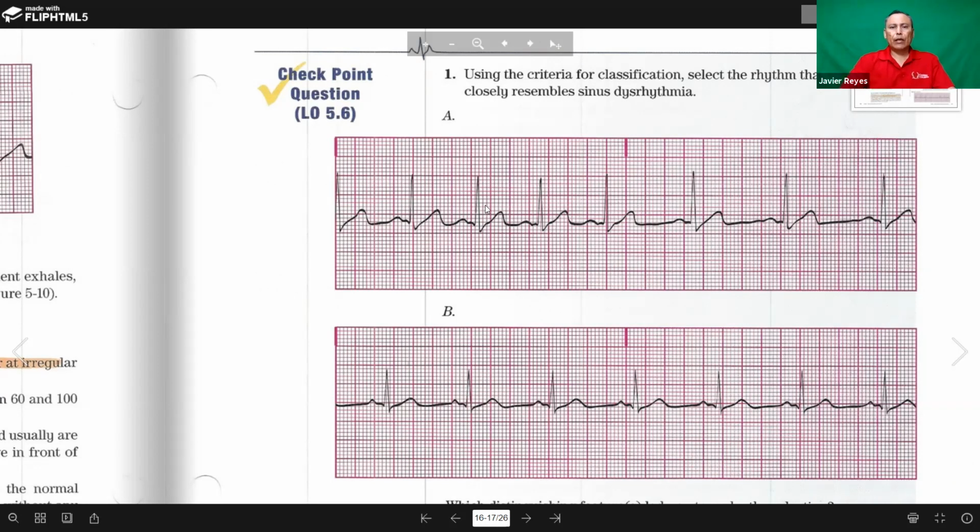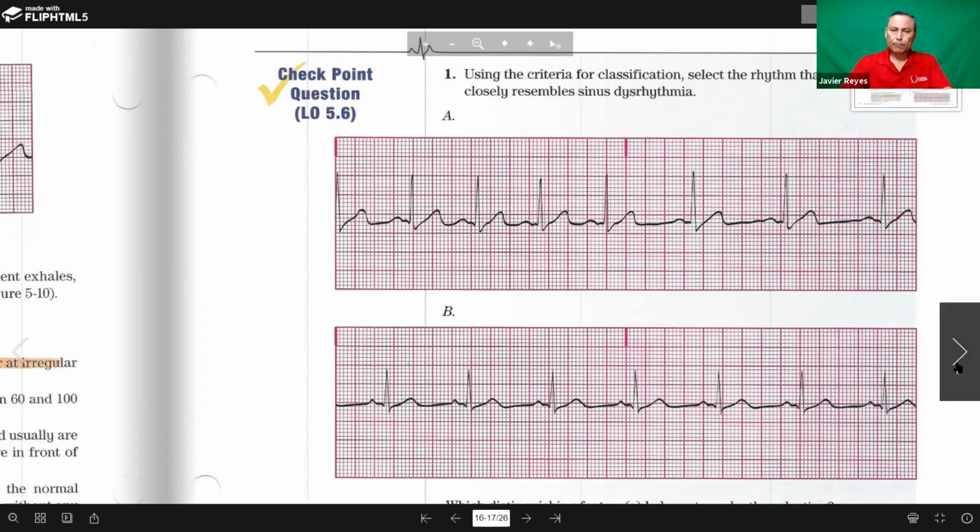Okay? Sinus dysrhythmia. So we have a P wave present before every QRS: P, QRS, P, QRS, P, QRS, and so on. The PR interval is normal, normal, normal. The QRS, normal, normal, normal. The only difference is that these are happening at irregular times. So sinus dysrhythmia. That is the only thing. Everything else should be the same.